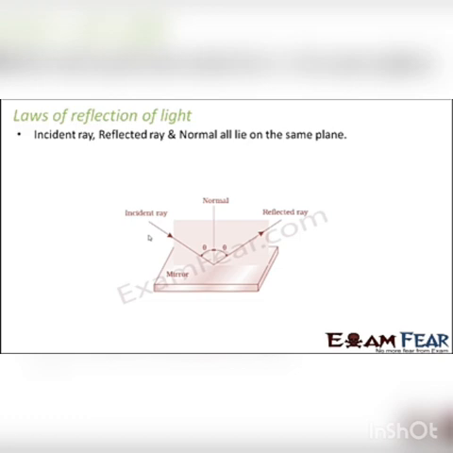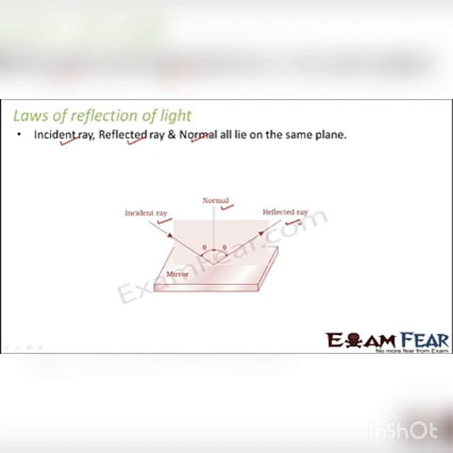The first one says that the incident ray, reflected ray and normal, all these three rays which we talked about just now, all of them lie on the same plane. So that is the first law of reflection. That means these three lines, 1, 2 and 3, are going to lie on the same plane.